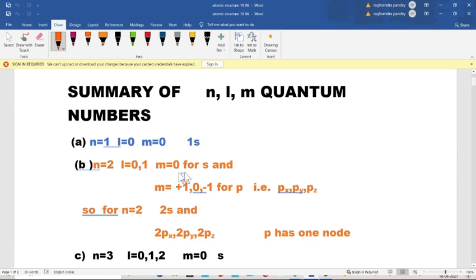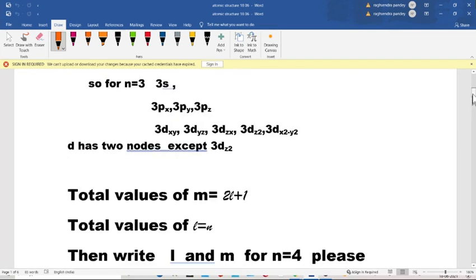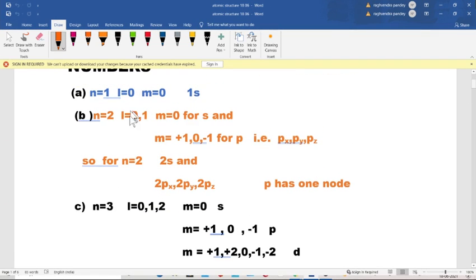For M, all the values you can calculate from 2L plus 1. So a different calculation for each L: for L is equal to 0, one calculation, for L is equal to 1, another calculation. For L is equal to 0, M is equal to 0. So that is 1S. Here also, L is equal to 0, M is equal to 0 for S. Then for L is equal to 1, M has three values because that is 2L plus 1: plus 1, 0, minus 1 for Px, Py, Pz.